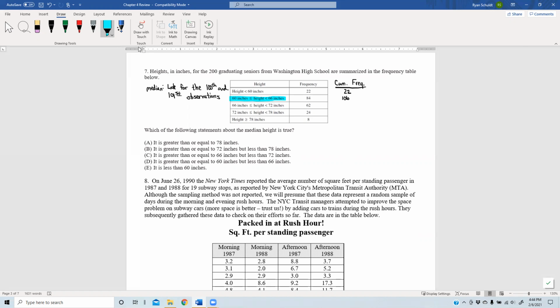So which of the following about the median is true? It's greater than or equal to 60 inches, but less than 66. We're done.